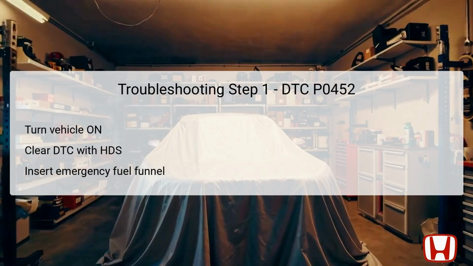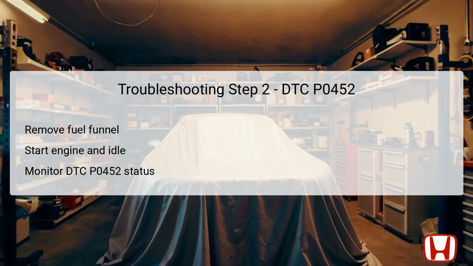Next, the emergency fuel funnel, which is stored in the trunk toolbox, should be inserted into the fuel filler neck. This funnel is vital for conducting additional checks without allowing atmospheric pressure to alter the fuel tank conditions, thus ensuring accurate signal readings from the FTP sensor during troubleshooting.